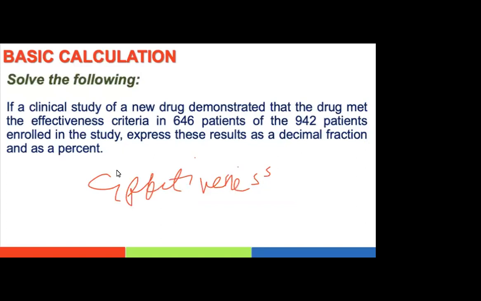Effectiveness is equal to 646 divided by 942, and then just multiply this by 100. Anyway, basically, that's the solution. You can't see the solution now, right? But online, they can see it. Sige, next.